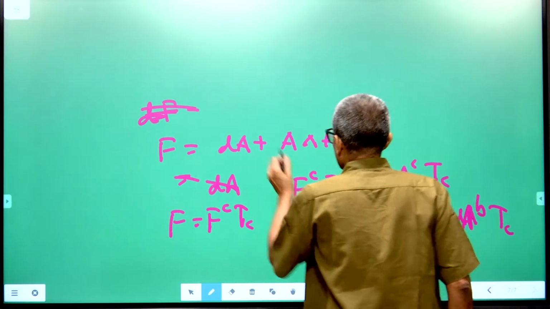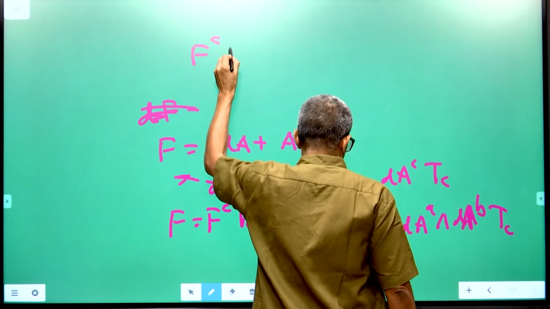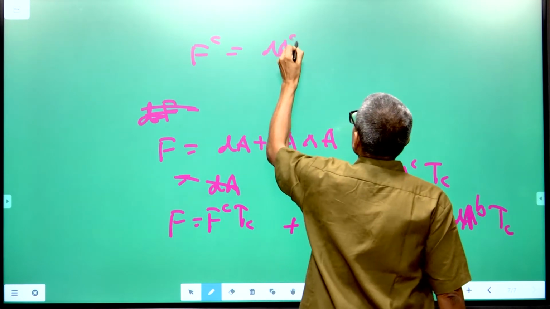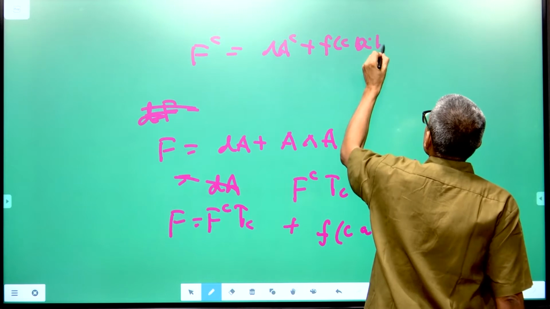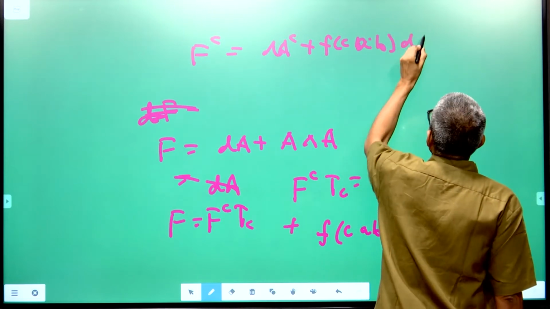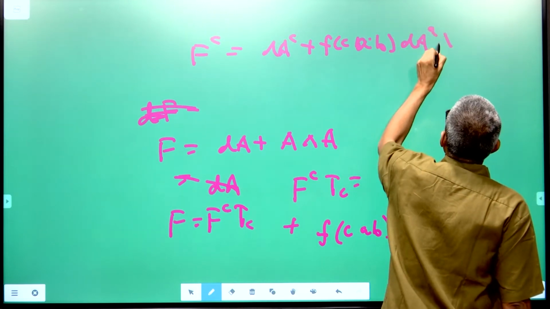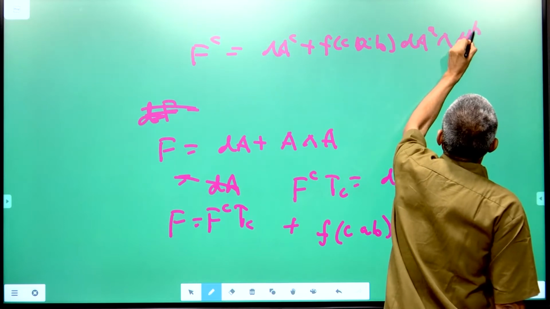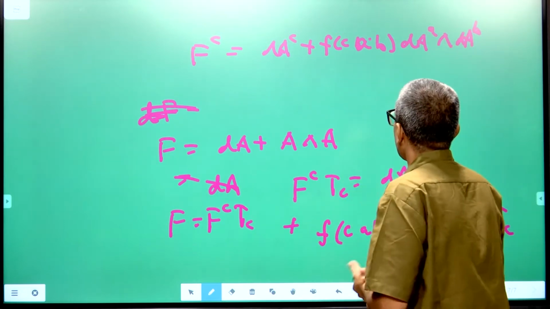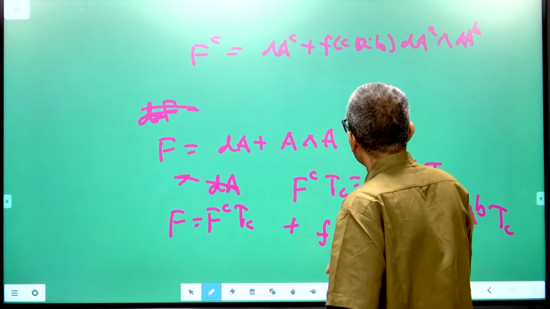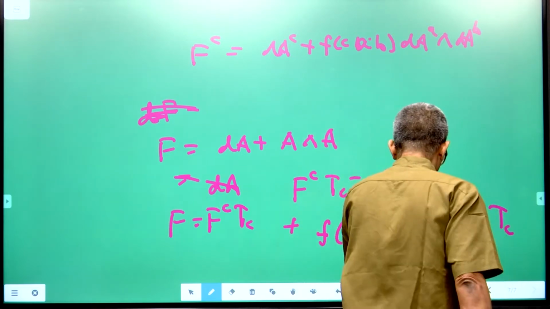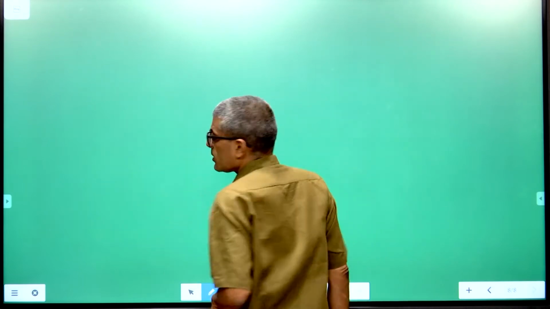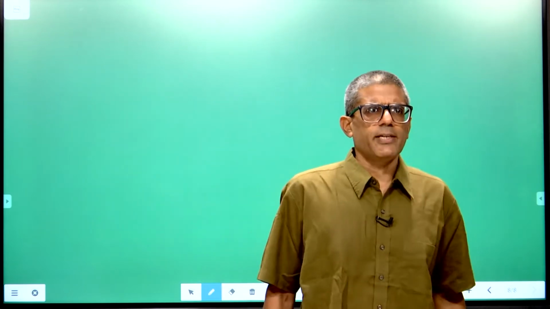So, if you look at the c-th component of the field tensor, that is equal to dA^c plus f^c_{ab} dA^a wedge dA^b. So, this is the field tensor in component form. The f^c_{ab} are the Lie algebra structure constants. So, now you can define the curvature, or the field, in general relativity.